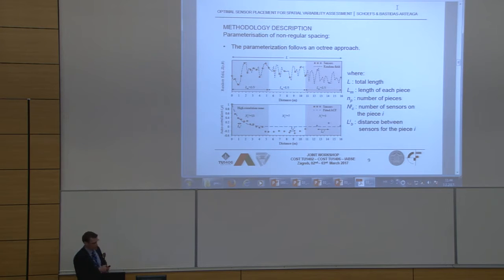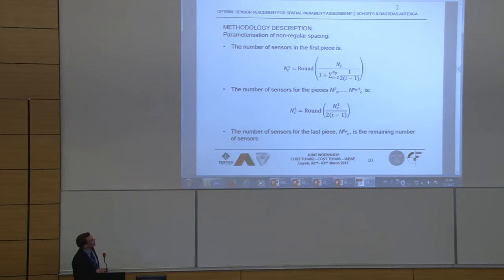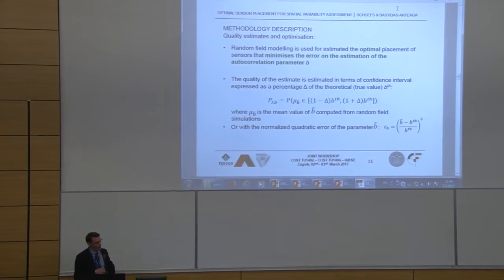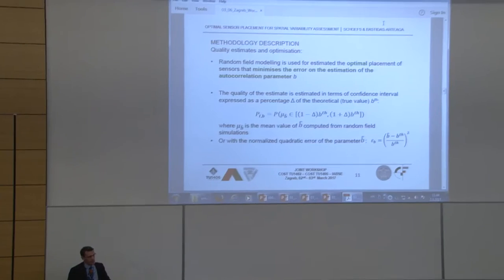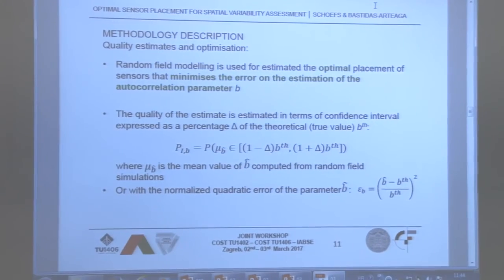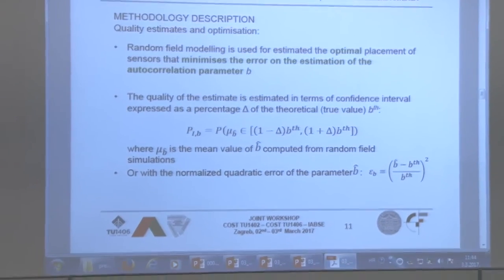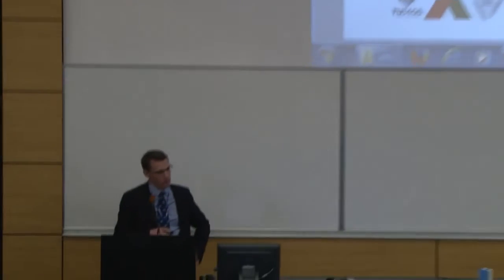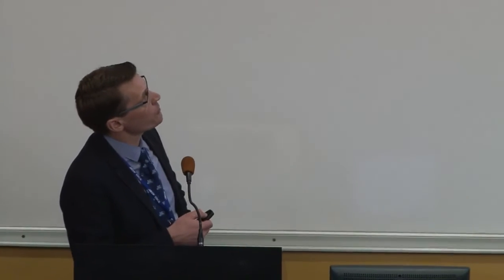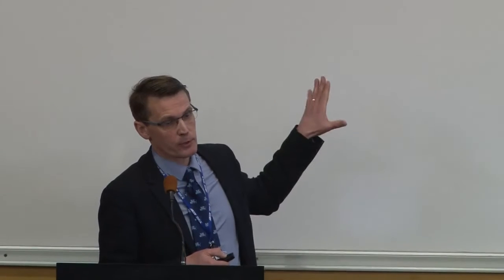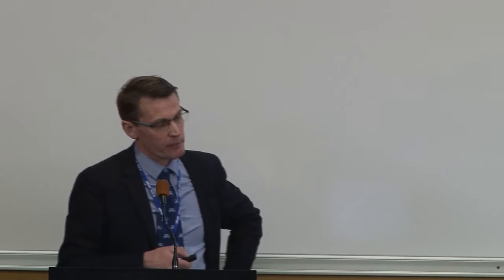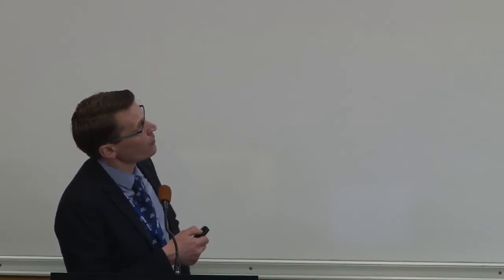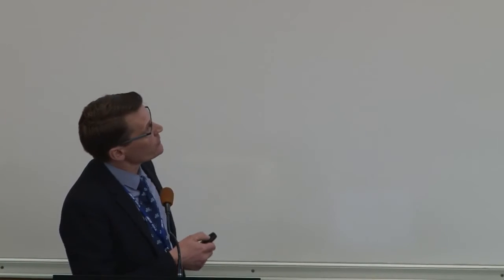That's why we decided to discretize the beam like this. And of course, you can deduce the number of sensors from this discretization. So now we need a quality estimate and optimization. We should find the optimal distribution of sensors that minimizes the error of the estimation of the autocorrelation parameter. Here we assume in this presentation that the mean value and the standard deviation are known, and we focus on B, but of course we have other results for complete identification.